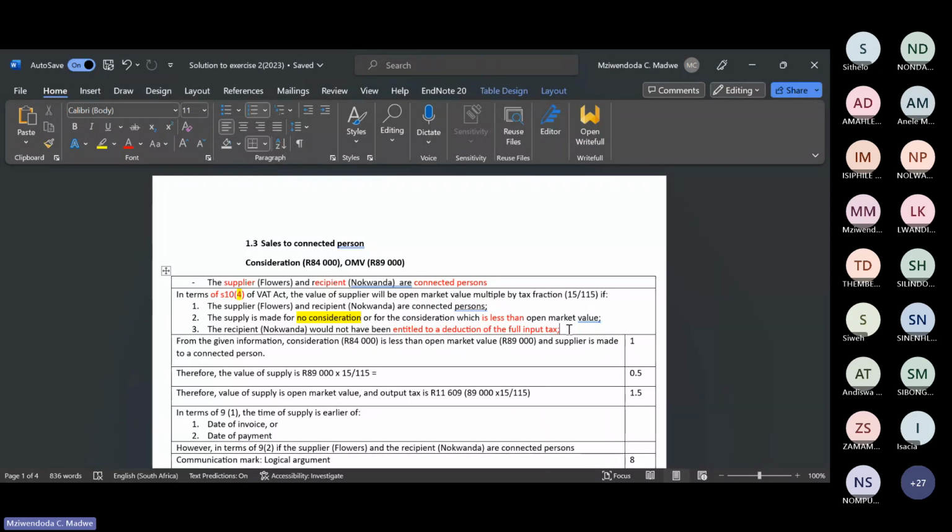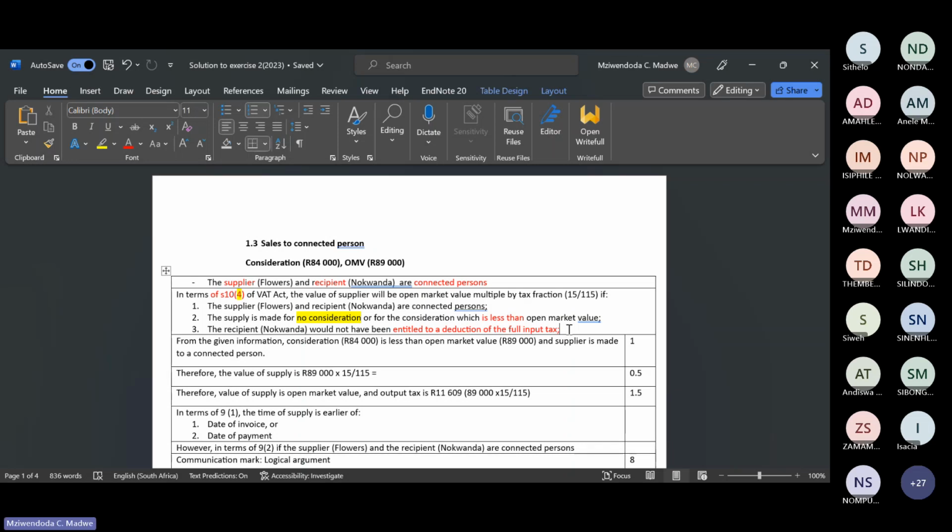So which means in that case, Nogwanda is not entitled to full deduction of input tax. That statement is indicated. So you have to go back to your question now. Go back to your question and see if Nogwanda is entitled to full input tax.